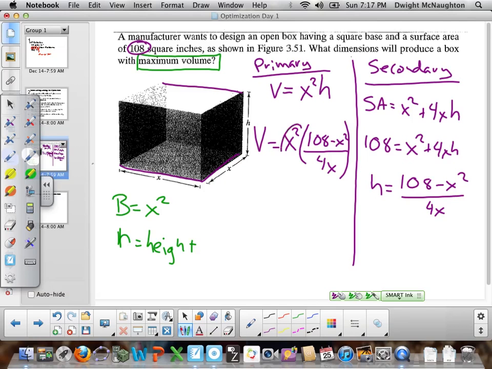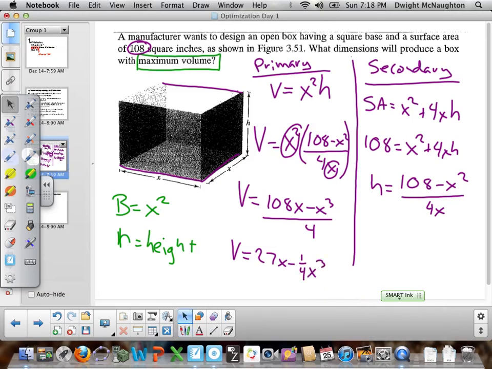I have x squared here, x on the bottom. That'll cancel to just x out front. If I distribute that x out front, I get 108x minus x cubed all over 4. I can split that, 2 on 1. 108 divided by 4 is 27x minus 1/4 x cubed. That I want to optimize. Okay, let me do the optimization on another page.